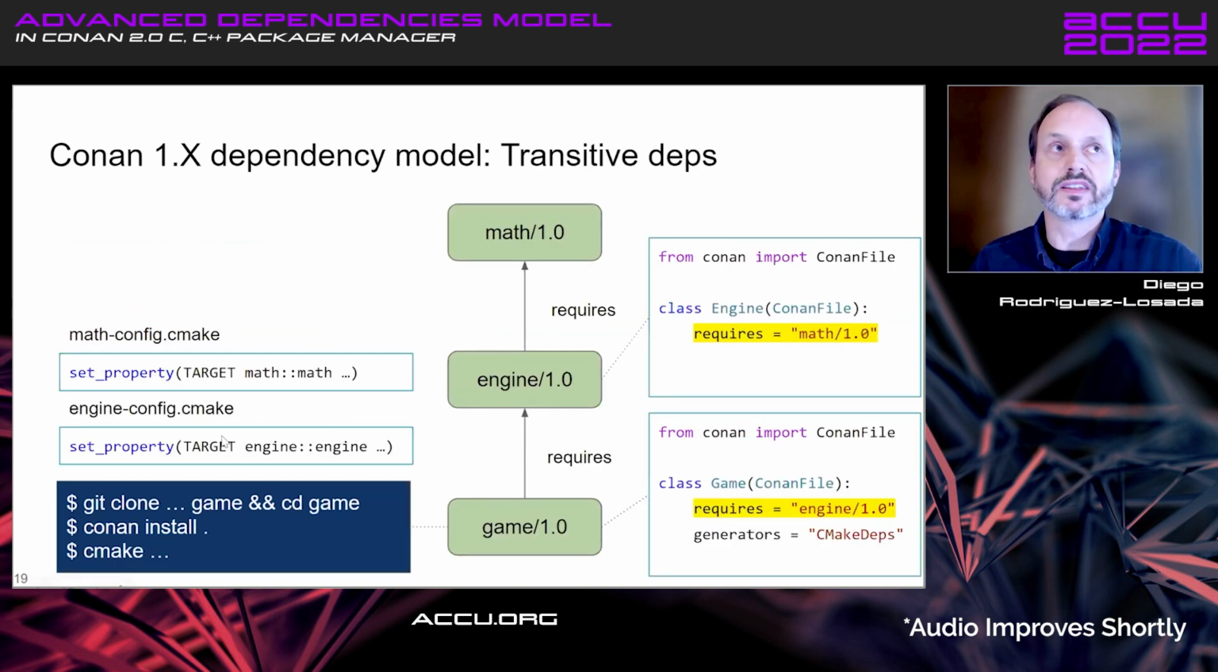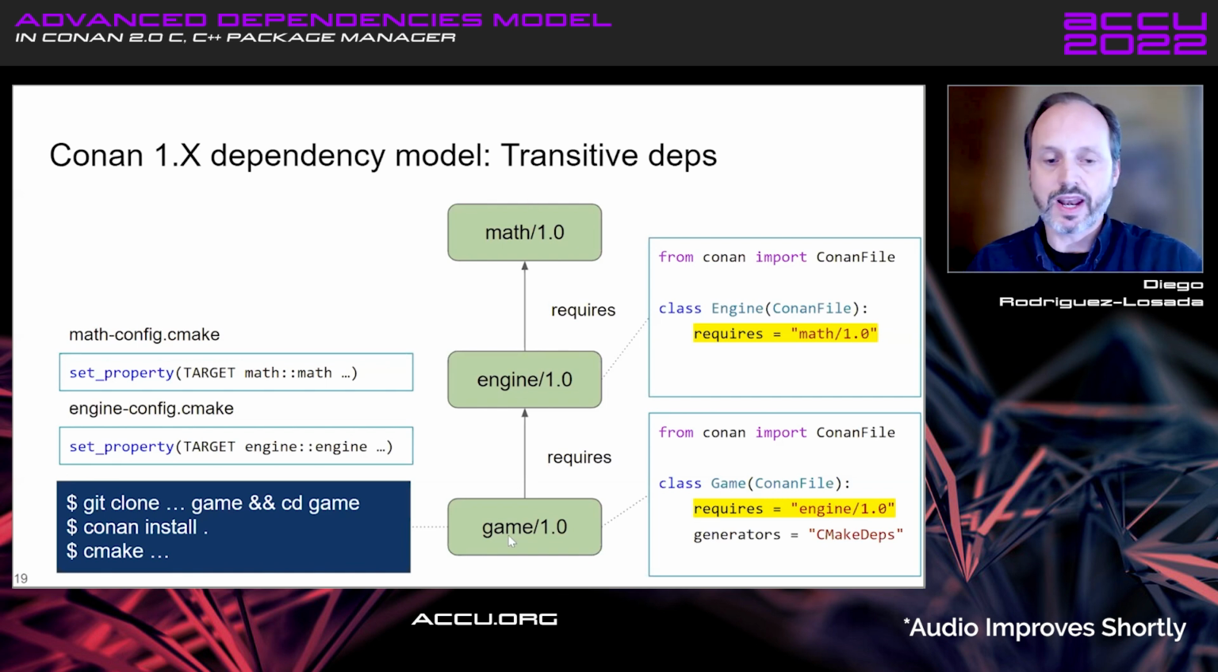Exactly the same process is done when we have transitive dependencies. In this case, if the developer is going to be building from source the game executable, it will be cloning the game repo. It will issue a conan install, and it will proceed in the same manner. It will go to the game conanfile, find a requires to engine. Okay, I need to fetch the engine package. It will look for engine 1.0 inside the Conan cache or in the server, fetch it, find a requires to math. Then it will fetch the math package. It will find no more requirements there. It will stop. This will be the dependency graph with these three packages.